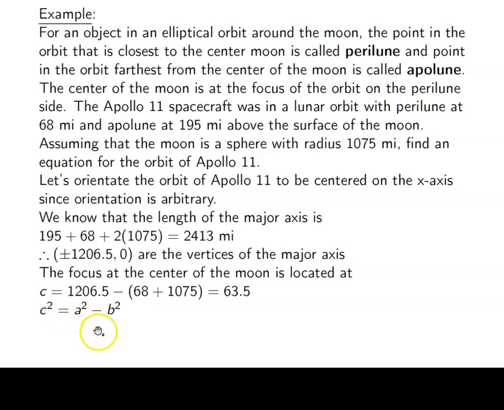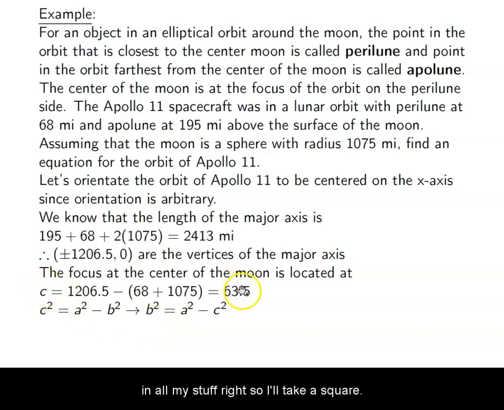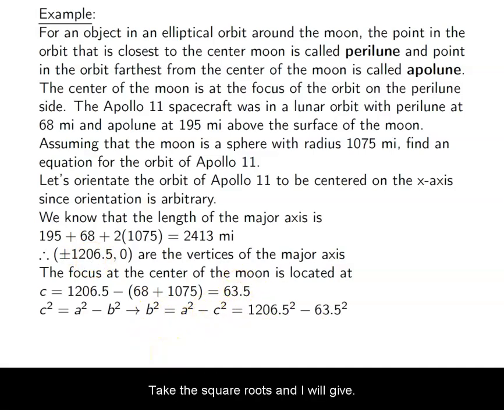So c squared equals a squared minus b squared. I already have a, because this is from the major axis. I have my c because they gave me information to find the focus, but I don't have b. So to finish solving for b, I have to manipulate this equation to isolate b squared. I'll plug in everything: take a squared, take c squared, subtract them, and I will get b squared.